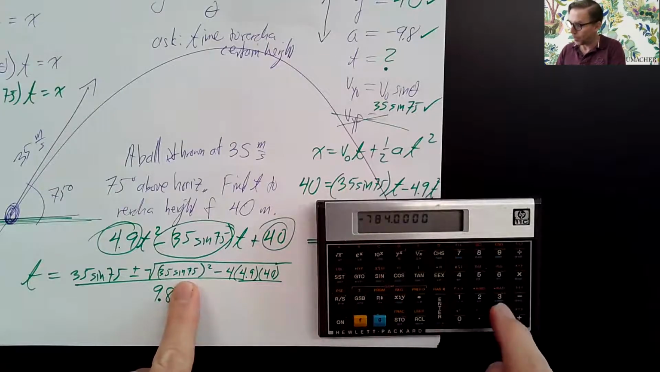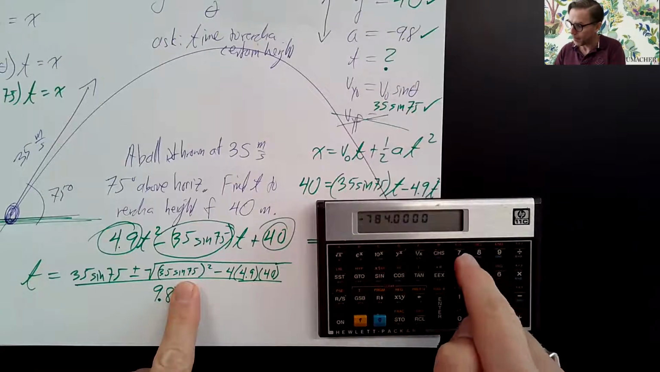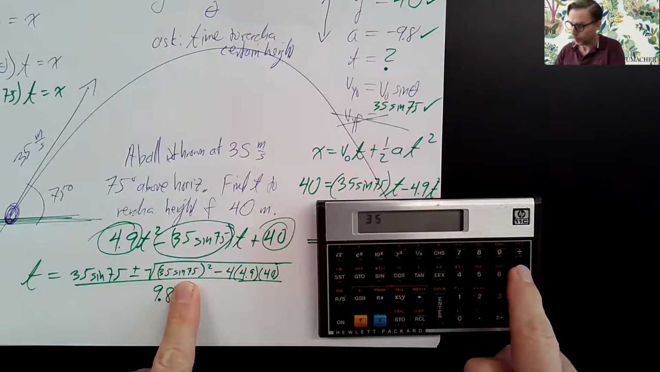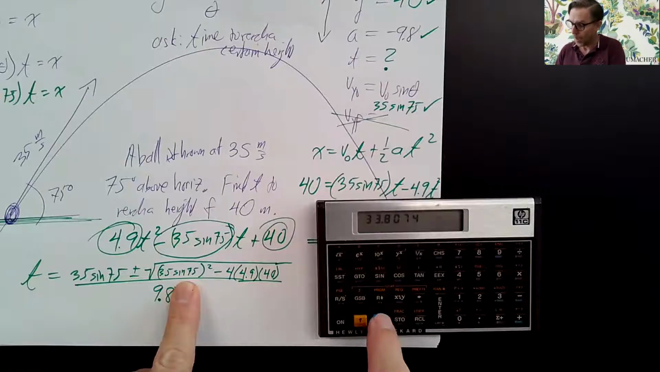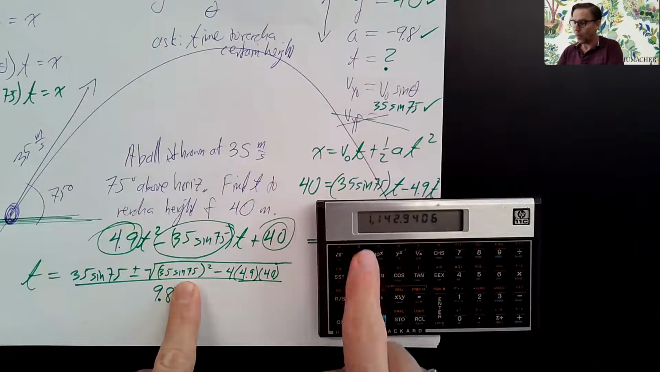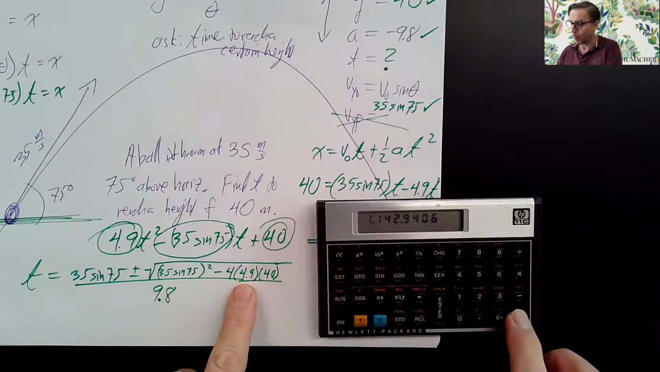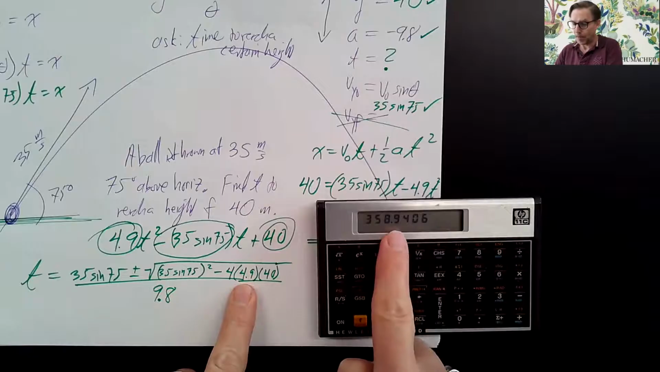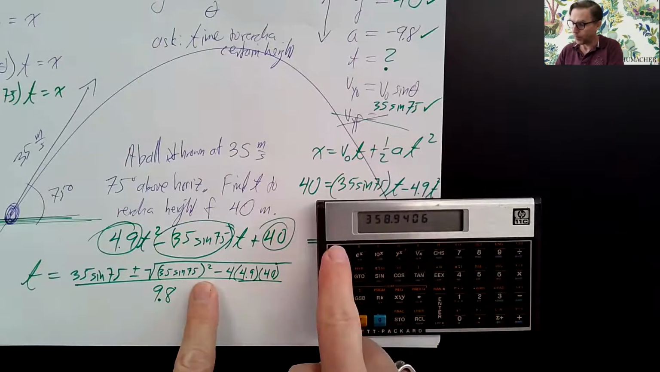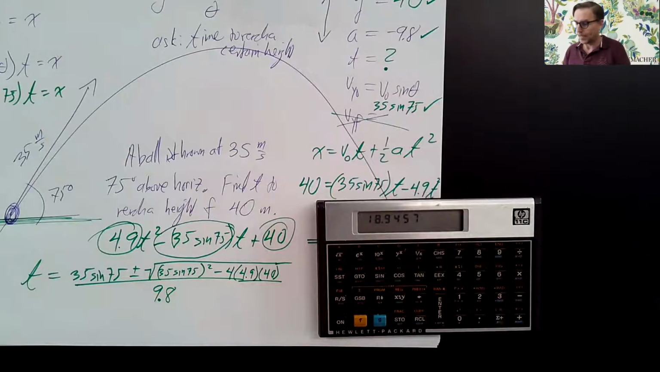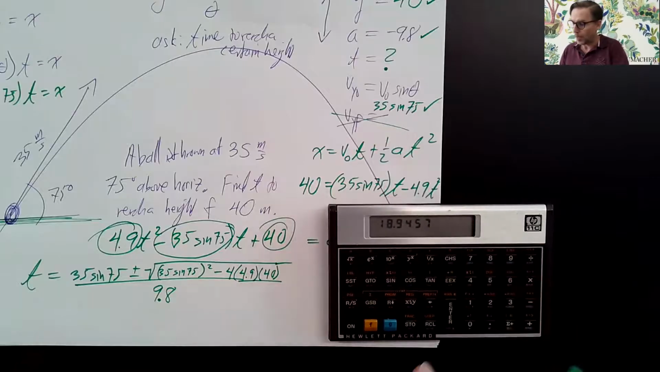And then I'm going to do sine 75, take the sine, times 35. And then I'm going to square that. 1,142. And I'm going to add that to the negative number I had before, and I get 358.9. And then I'm going to take the square root, and I've got 18.9457. We'll just call it 18.9. So 18.9.